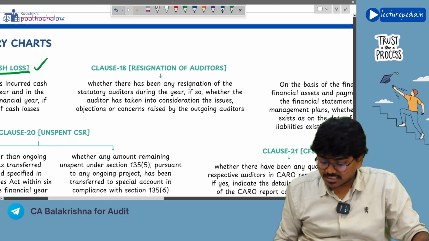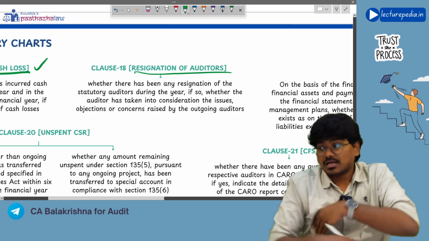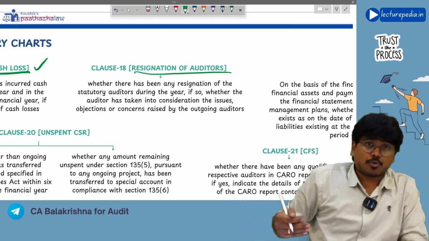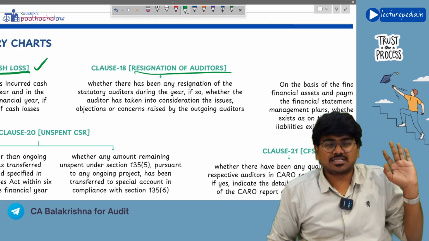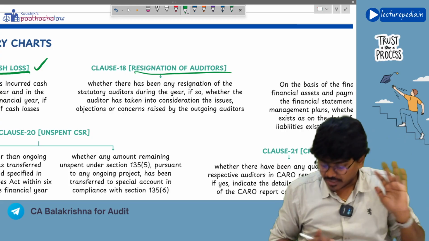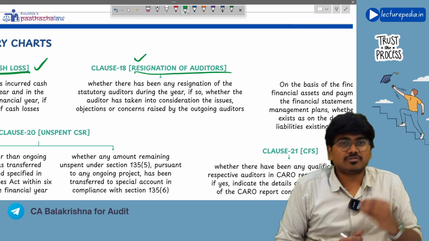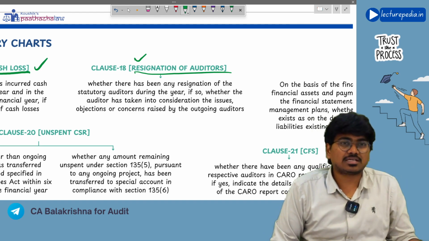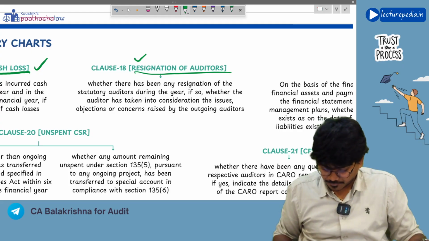Next, clause 18, resignation of auditor. In case the auditor has resigned and a new auditor is appointed, then the incoming auditor has to communicate with the resigning auditor about why he is resigning. Understood? That is clause 18. The auditor will report whether he has communicated with the resigning auditor and has considered the reasons and objections raised by the resigning auditor or not.